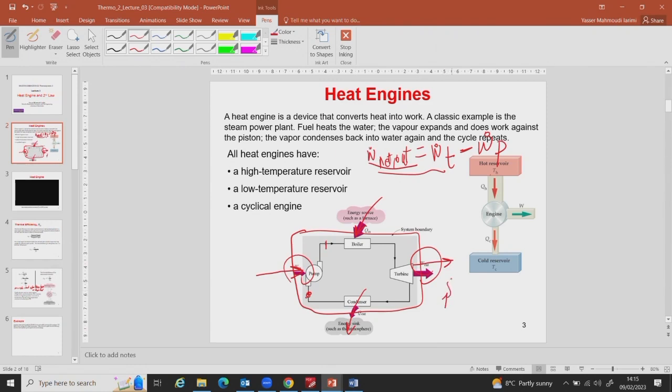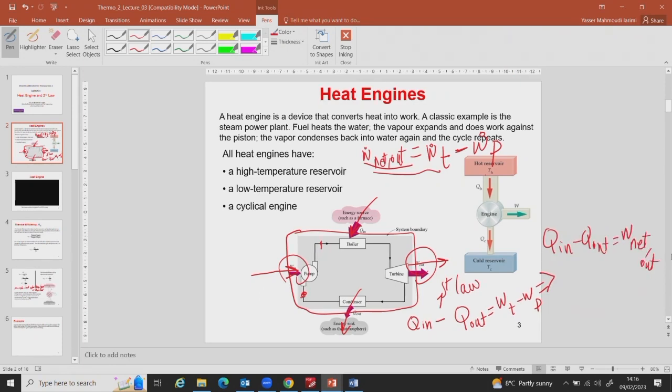So the first law of thermodynamics says that the total energy into the system should be equal to the total energy leaving the system. Or if you like, you would say that Q in minus Q out should be equal to W turbine minus W pump. Or it could be said that Q in minus Q out is equal to W net out. Right? You agree with me, right? You get a network output.